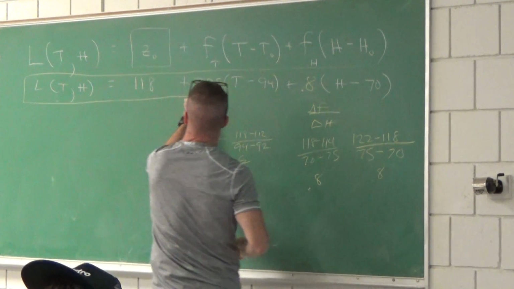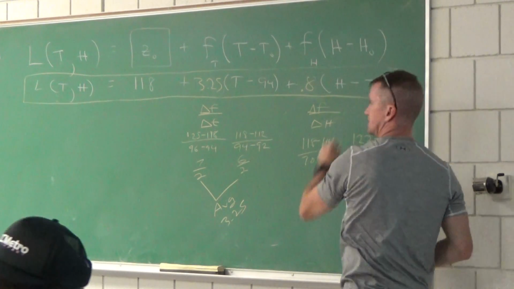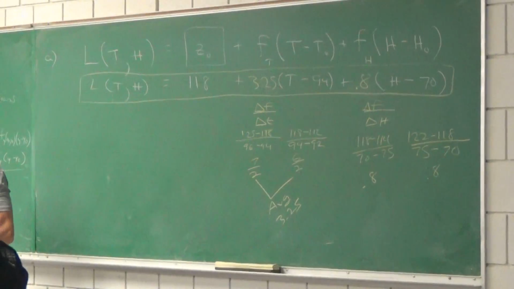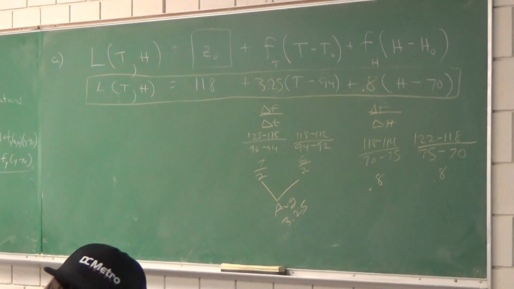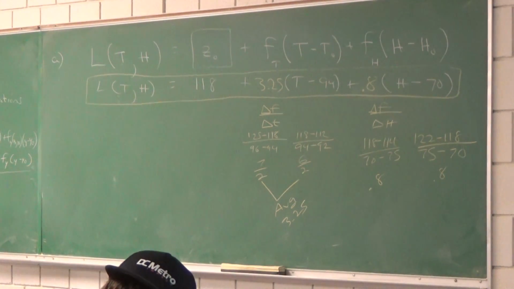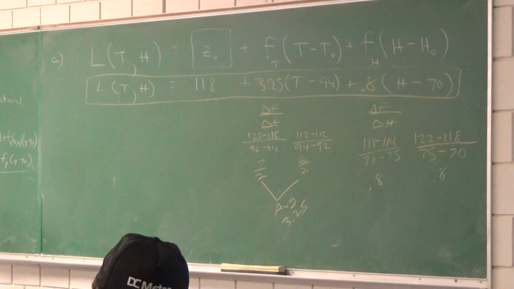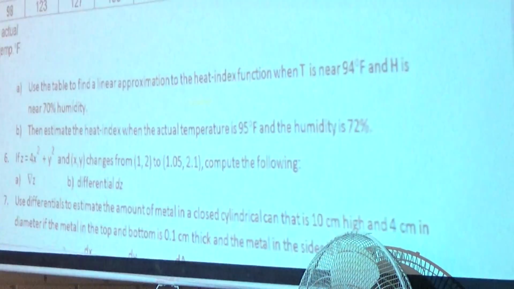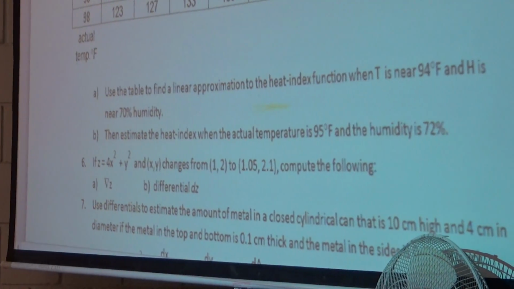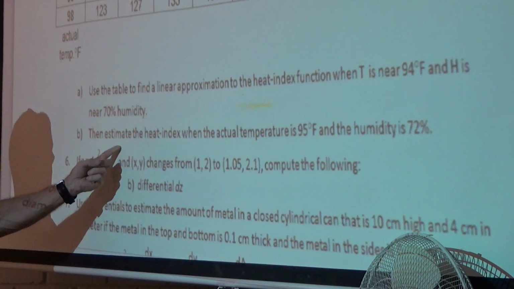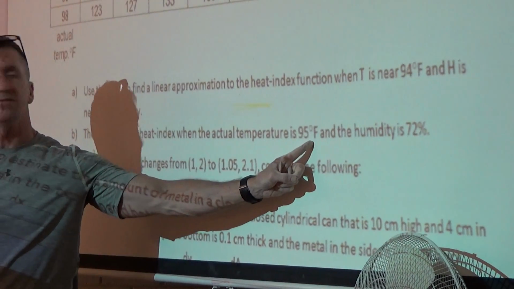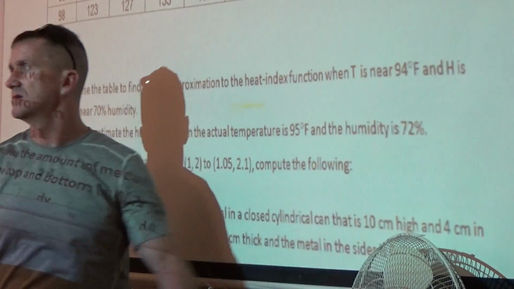Right? That's the linear approximation. You know that. But there is a part B, and that's what we're getting to. Why are we doing this? Because there are numbers not in that table that we can predict. And you might have guessed, but we're going to get a really good prediction. They said use your linear approximation and estimate the heat index when the actual temperature is 95 and the humidity is 72.